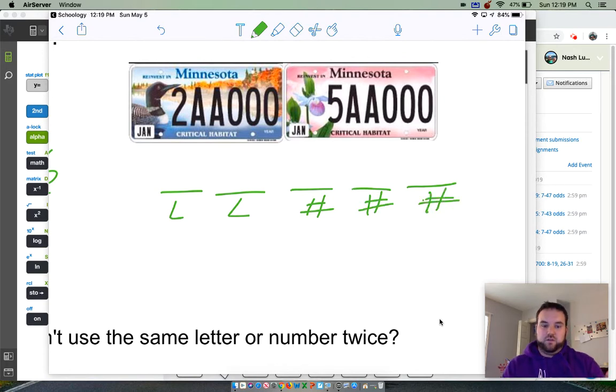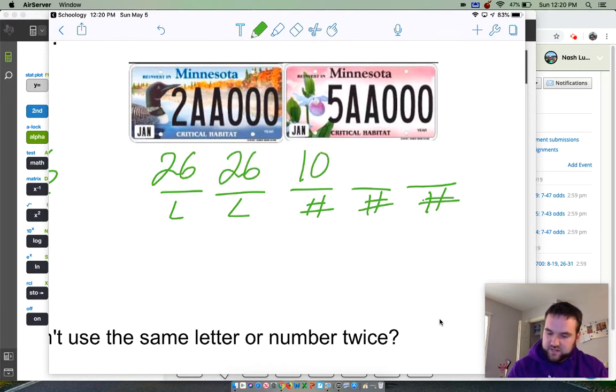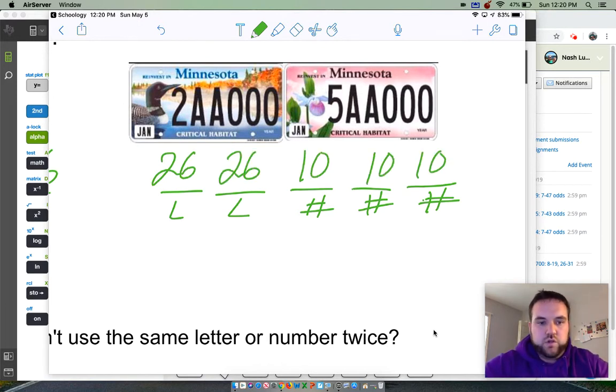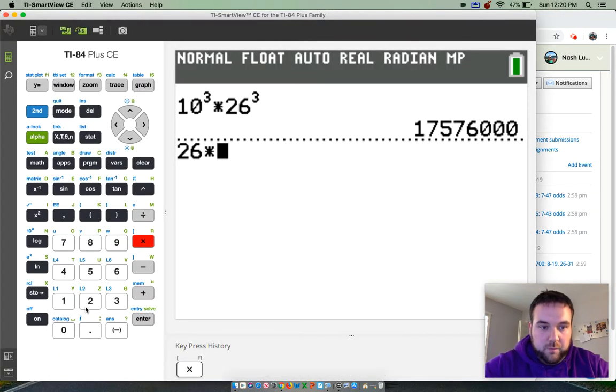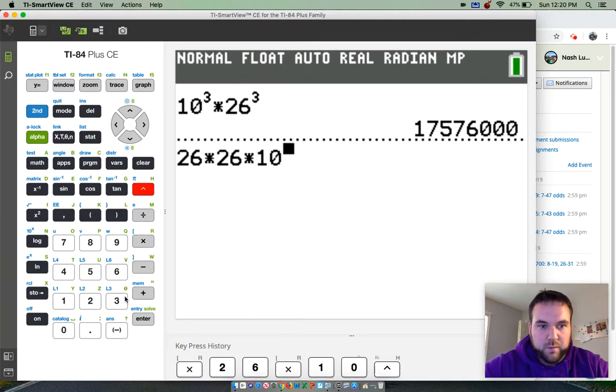There are 6 characters. You'll see like here's a 2 and there's a 5, but that number is fixed based on what license plate you want. So if you want the one with the loon, that first digit will always be 2. And so there's only 5 slots to fill. So I have 26, 26, 10, 10, and 10, which obviously now that I have 1 fewer possible space to fill, it's going to lead to fewer possibilities.